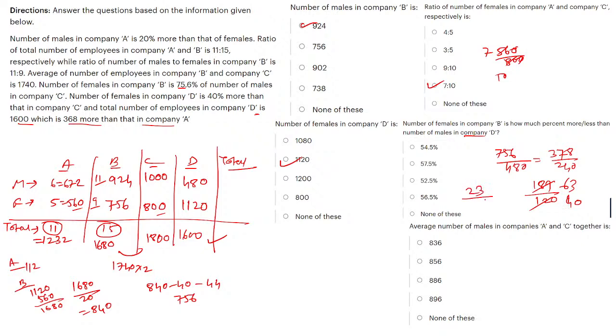Now 23 more. That means if we separate this part 20%, that means 50% already, and 3 is what percent of this? 3 by 40 multiplied by 100, which gives 57.5. So 57.5. Average number of males in company A and C together, this is 600. So 1000, 1672, half is 836.